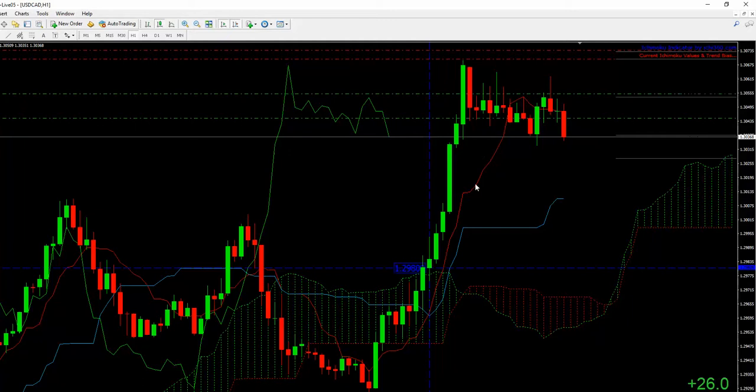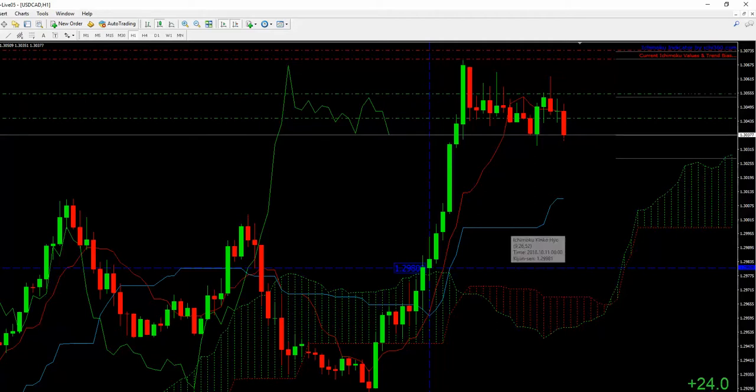Then you have the red wiggly line, which is the Tenkan-sen. Let me just put my cursor on it. You can see at the bottom of that box, Tenkan-sen. And then you have the blue wiggly line, which is called the Kijun-sen, as you can also see there at the bottom. So those are the four main components: the cloud, one; the Chikou span, two; the Tenkan-sen, three; and the Kijun-sen, four. Now, these are not exactly moving averages as you know them traditionally. These wiggly lines are not moving averages, so don't confuse them as moving averages per se.